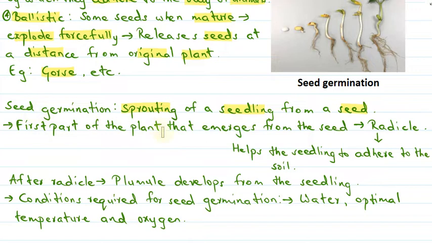The first part of the plant that emerges from the seed is called radicle. Radicle helps the seedling to adhere to the soil. After the germination of radicle, the plumule develops from the seedling. This plumule obtains its food from the cotyledons, and there are different conditions that are necessary for seed germination to take place. These conditions are water, optimal temperature, then oxygen. These are the various critical conditions that are required for proper germination of seeds.